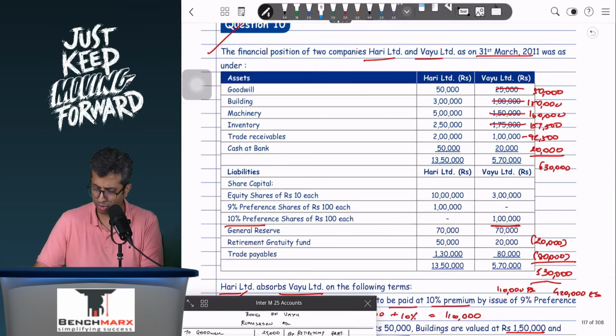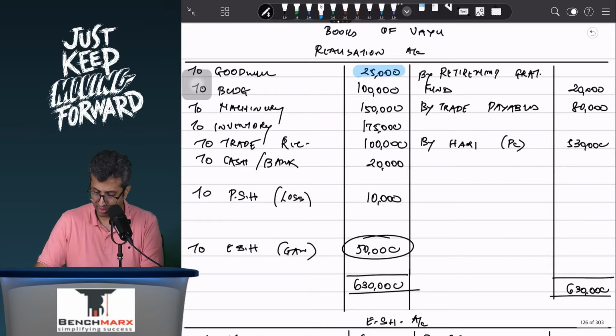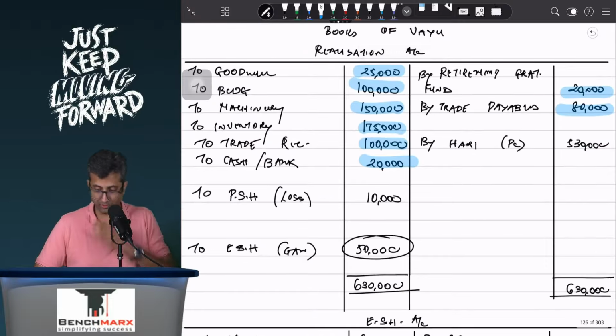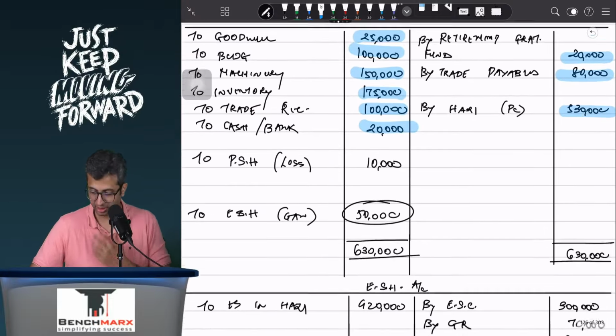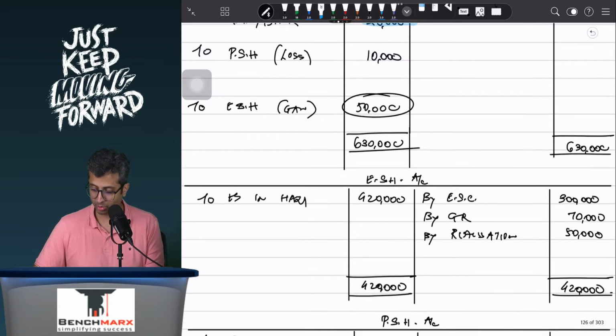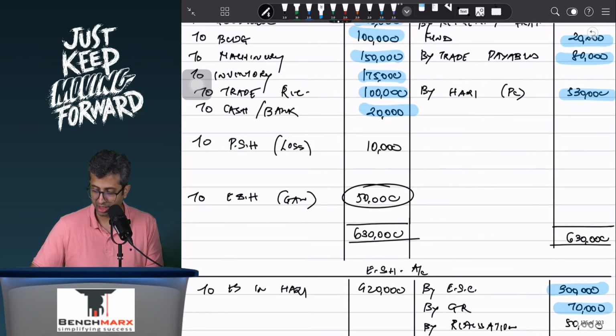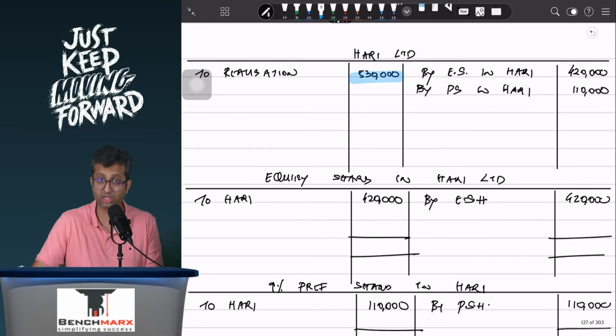In the books of Value, you will close all the assets at their book values only, 5,70,000 worth. All of this, as you can see, are going to go at book values only. All the liabilities, retirement gratuity fund as well as trade payables will also be taken. PC would be a total of 5,30,000. In your shareholders, equity share capital, general reserve, and in the preference shareholders, preference share capital. Now, when I receive the PC, 5,30,000 in Hari's books, Hari will give me equity shares worth 4,20,000, preference shares worth 1,10,000.